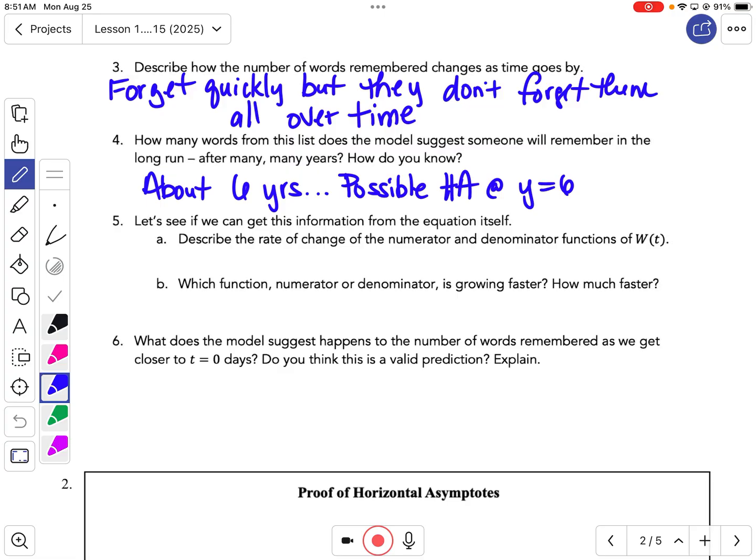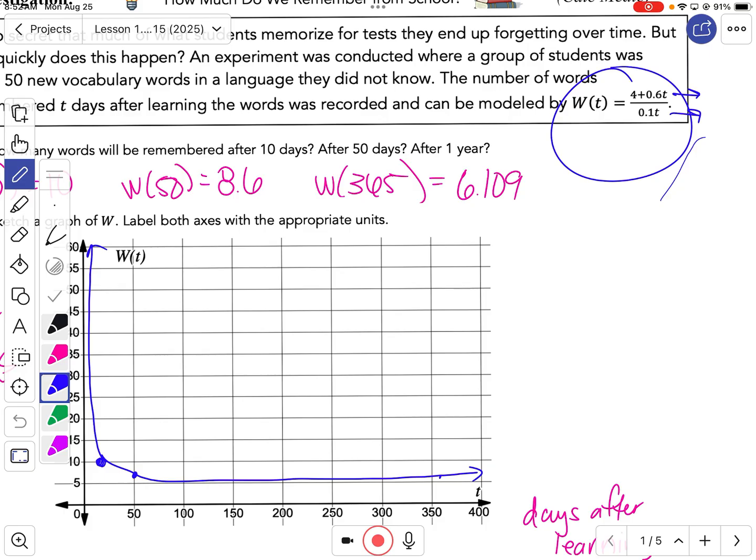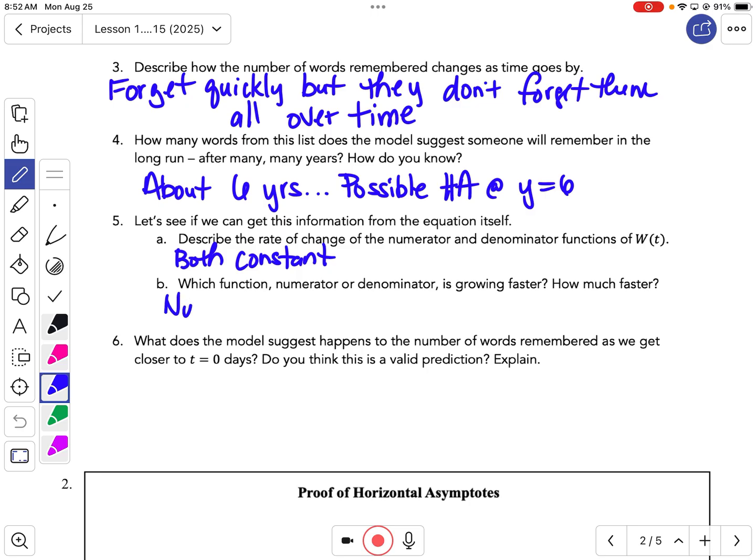And so if we look back over here, the rate of change of the numerator and the denominator functions are both constant. All right, they're both constant. And so it says which function, the numerator or the denominator, is growing faster. All right, so which one has a higher rate of change? The numerator does, okay? It's 0.6. All right, so we have the numerator, its rate of change is 0.6. The denominator is 0.1. So it's growing 6 times faster.